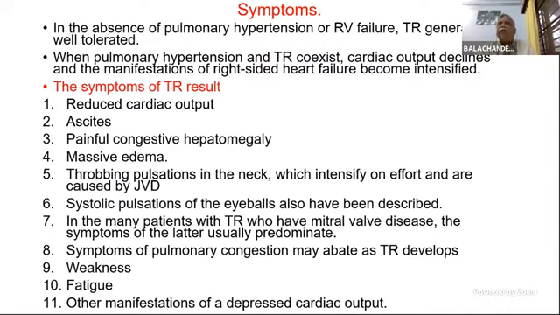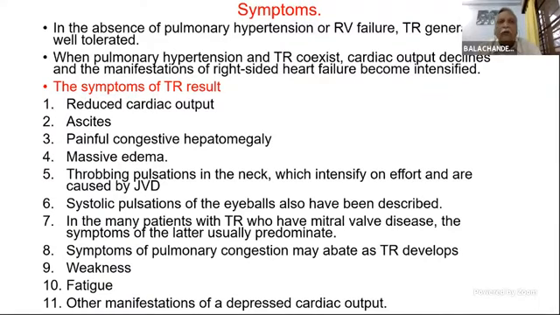In the absence of pulmonary hypertension or right ventricular failure, you know that tricuspid regurgitation is well tolerated, but only when pulmonary arterial hypertension and the TR coexist does the cardiac output start declining. But if you have primary TR, the symptoms can be present as a result of reduced cardiac output. It can be, more importantly, ascites, a congestive hepatomegaly, massive edema, throbbing pulsations in the neck, etc. Systolic pulsations of the eyeballs also have been described.